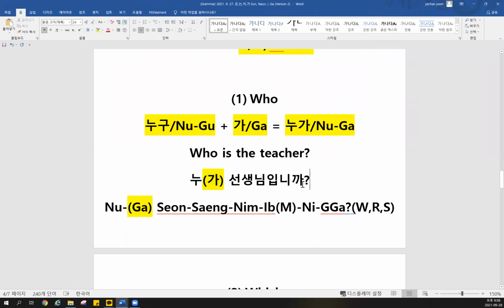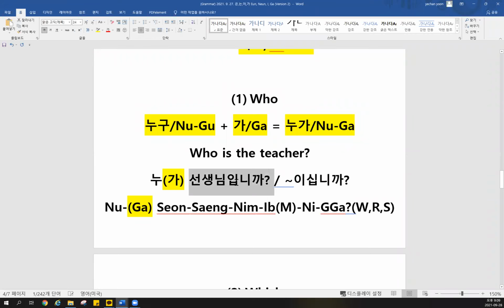누가 선생님입니까? This one is asking, but if you want a more formal word, you can say blah blah 이십니까? It's a more formal word for 입니까.